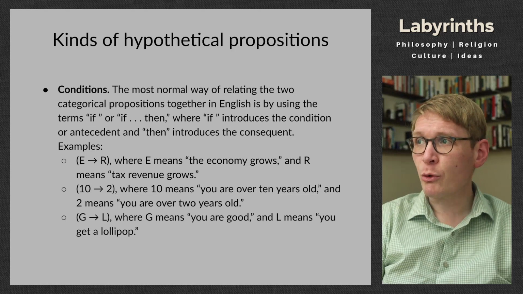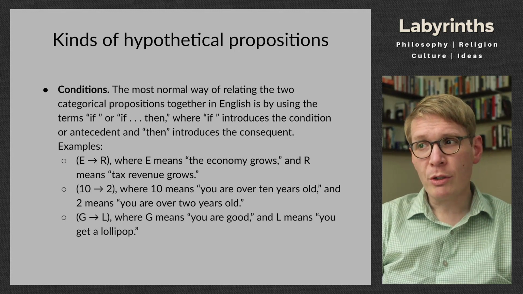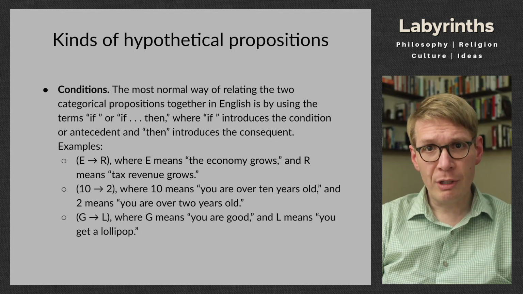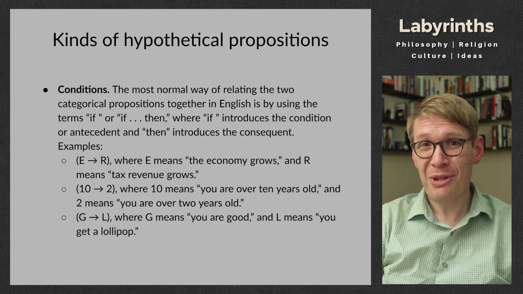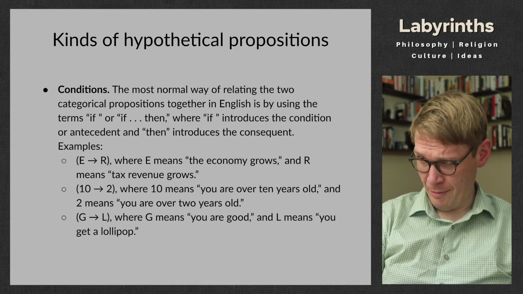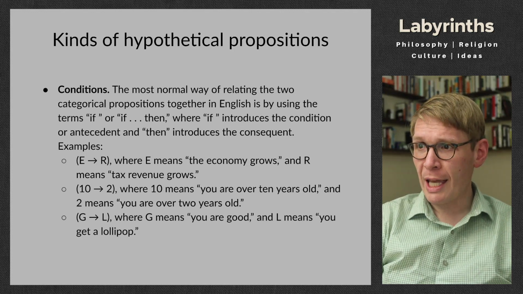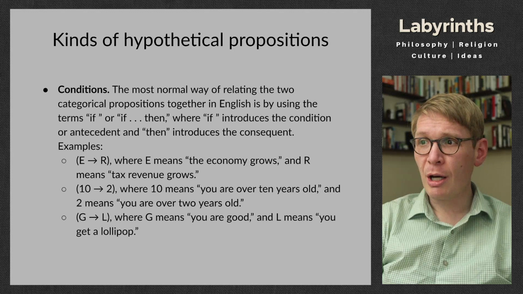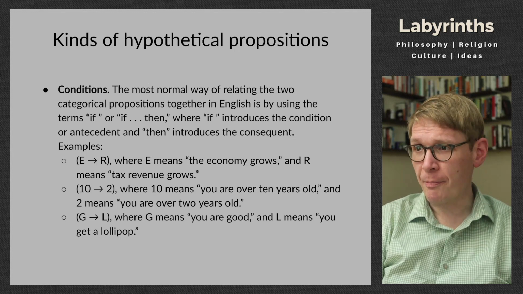So a conditional statement, this is the most normal way of relating two categorical propositions. And as we've said, these are if-then statements. What you can do is use a letter to stand in for one of the propositions. So you have a proposition that is the antecedent, it comes first. You have another proposition that is a consequent, it comes second, as in our example here, where E means the economy grows and R means tax revenue grows. You could say, if the economy grows, then tax revenue will grow. That so happens to seem like a true statement.